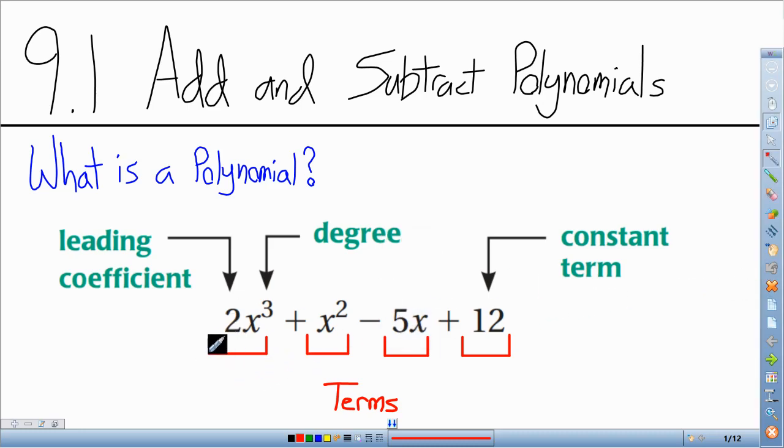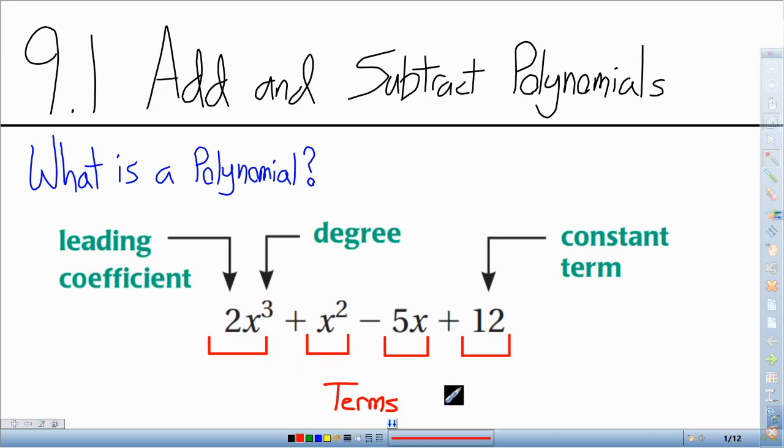So this 2x cubed is a term, this x squared is a term, this minus 5x is one, this 12 is one. Those are all considered terms. And you can see in this particular polynomial, there's 4 terms. The easiest way to figure out how many terms you have: terms are always separated by addition or subtraction. Just look for those plus and minus signs. Those break apart your different terms.